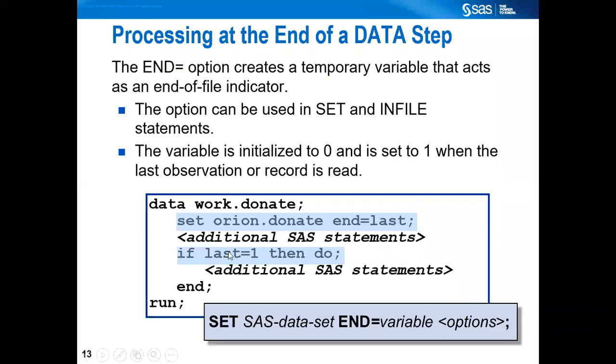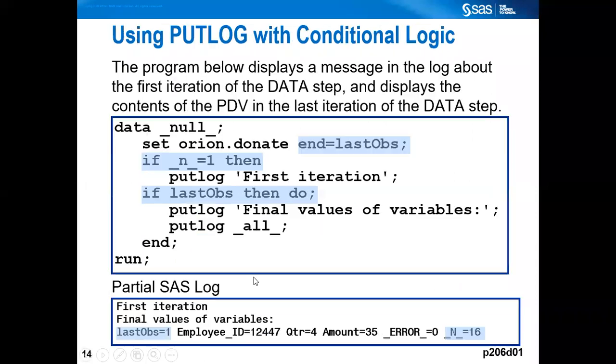So this is what it's telling. Either you can write its condition: if last equal to 1, then do whatever statement you are looking ahead. Okay. So look here. Just so END is equal to last observation. It's telling if your iteration is 1, then put in the log the statement first iteration. If it's the last observation, then it should give this statement in the log and it should give all the contents of your query. So this is what it's telling: first iteration, and if it's the last observation, these are the contents of query.